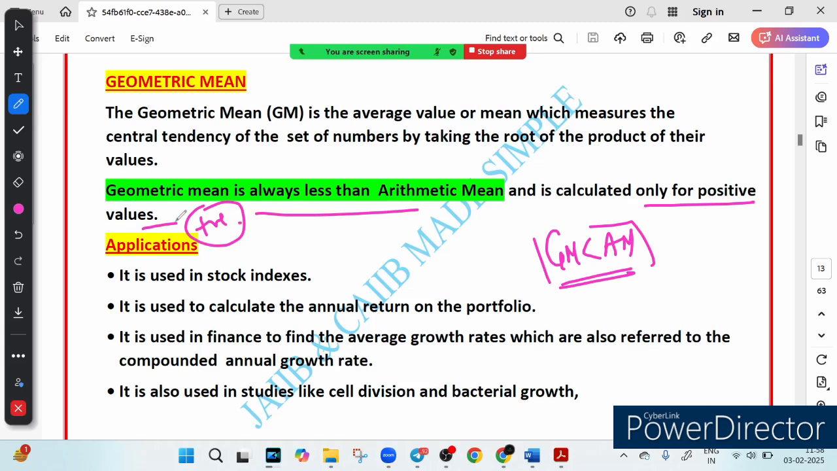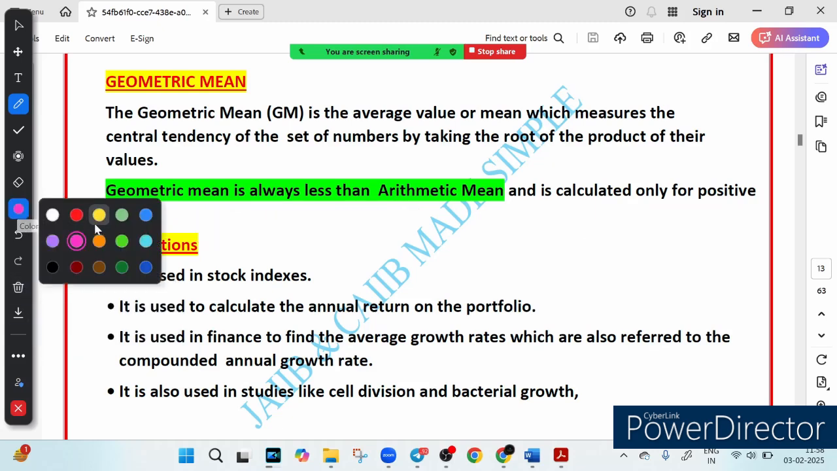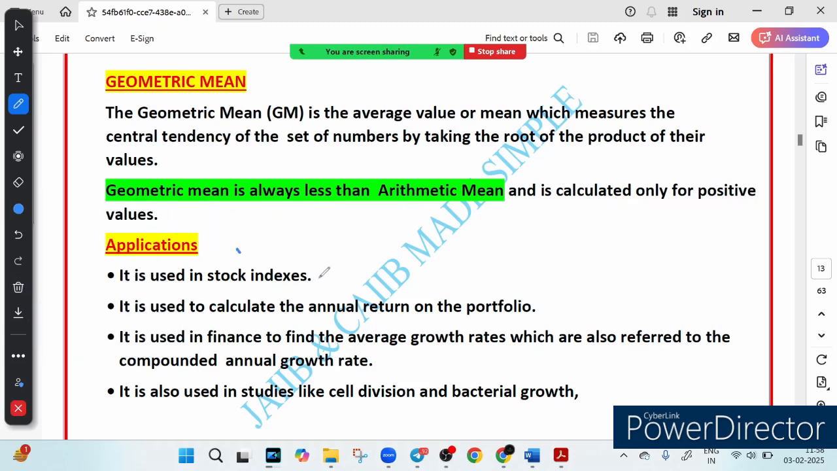Right. So what is the application of geometric mean? The application is that it is used in stock indices. Then it is used to calculate the annual return on a portfolio. So you have to calculate the annual return on a portfolio, and the geometric mean helps you.